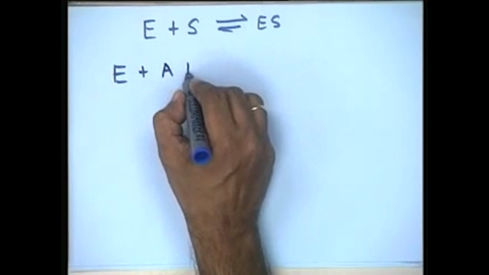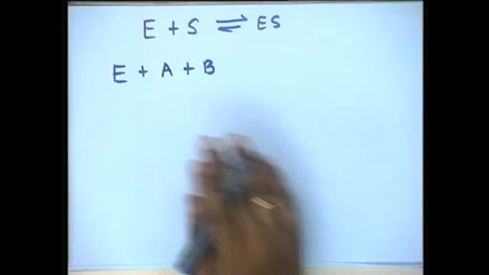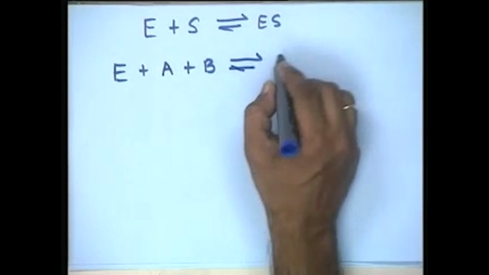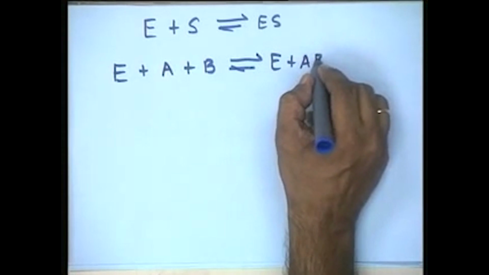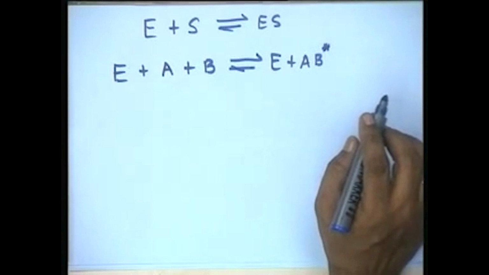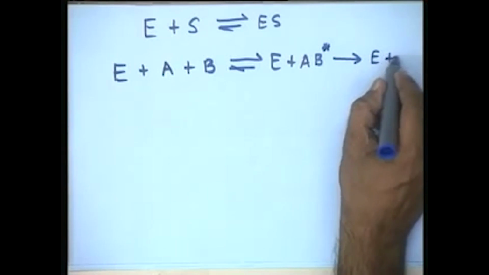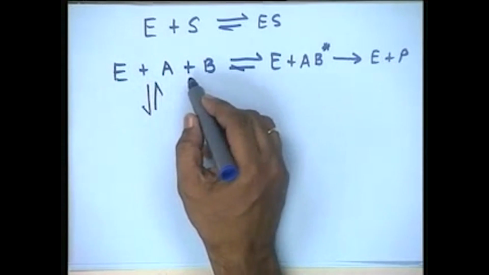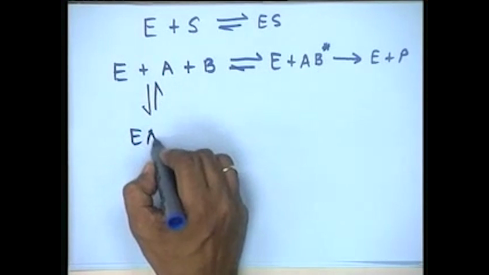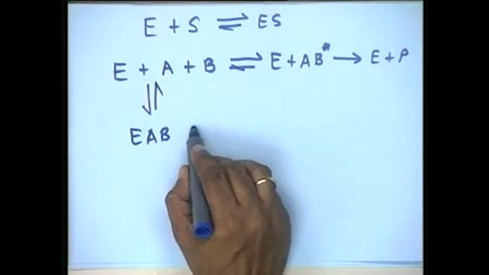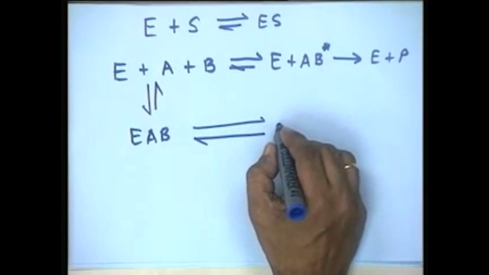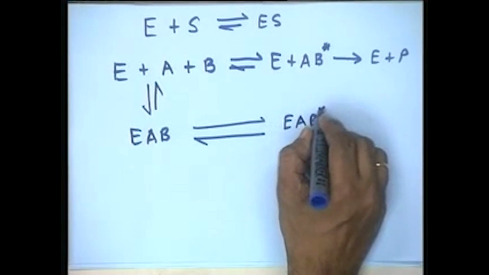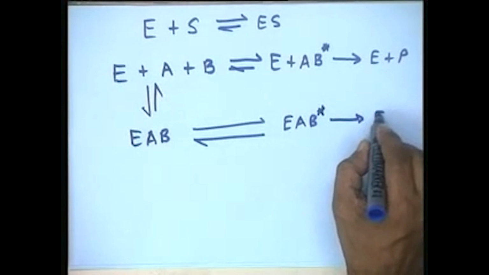Now, if we consider, let us say, an enzyme catalyzed system and an uncatalyzed system, say E plus A plus B, the same reaction between A and B we were talking about, we consider two routes. One is where the enzyme does not take part in the reaction, an uncatalyzed reaction, and it goes to E plus P. In the second case, the enzyme binds the substrates A and B and forms an enzyme substrate complex EAB. It also undergoes a transition state EAB star, and then it goes to enzyme and product.